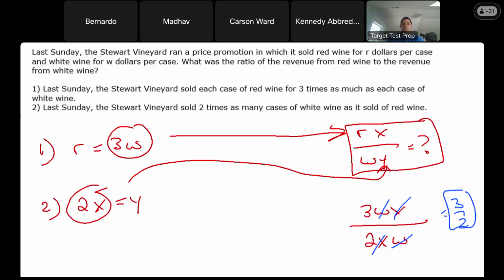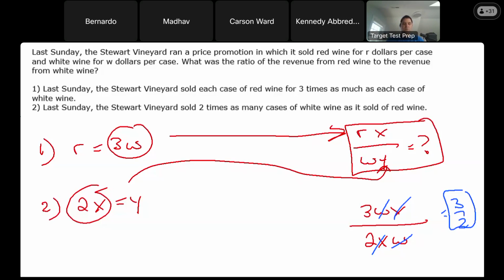So if you can recognize that you have a relationship that deals with multiplication, and they're giving you relationships for both variables, it's going to ultimately be C if you're solving for a ratio, a percent, a fraction, etc. So hopefully that makes sense to everybody.